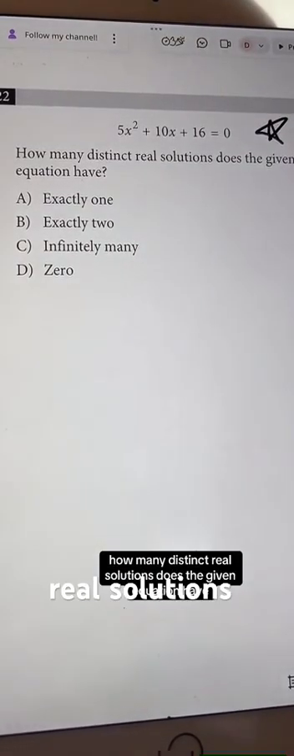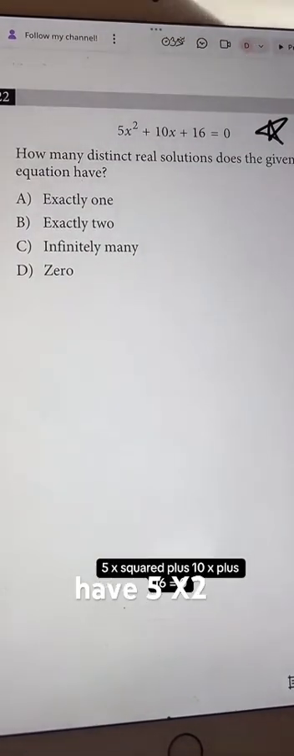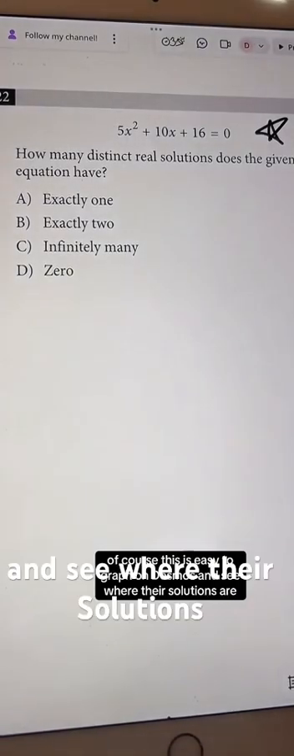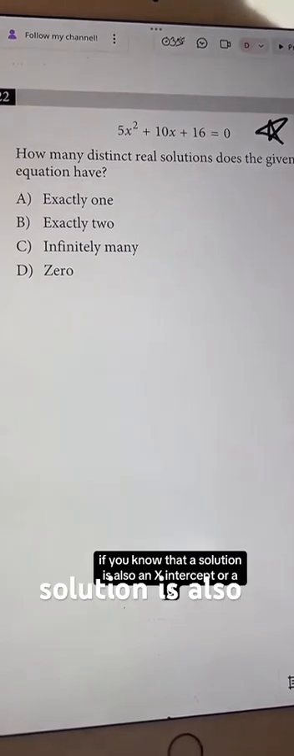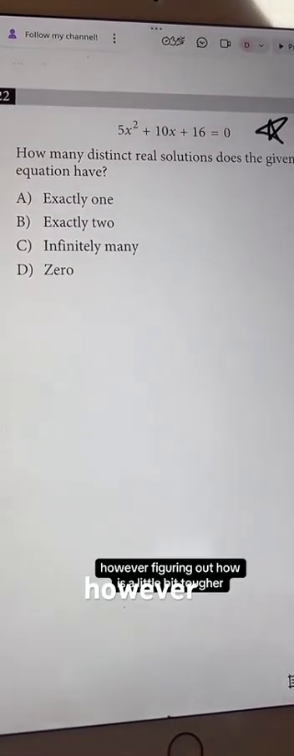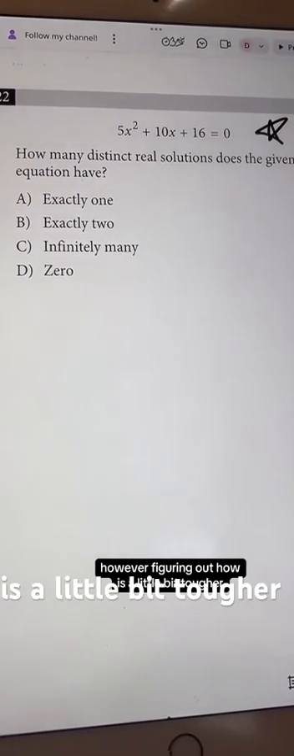How many distinct real solutions does the given equation have? 5x squared plus 10x plus 16 equals 0. Of course, this is easy to graph in Desmos and see where the solutions are if you know that a solution is also an x-intercept or a 0. However, figuring out how is a little bit tougher.